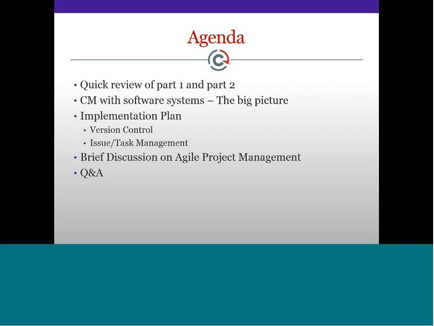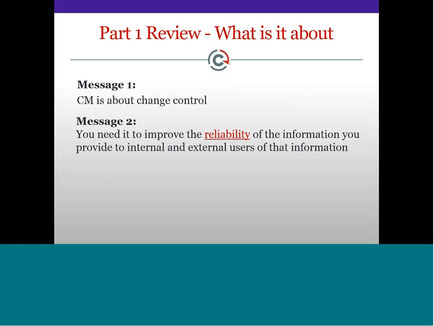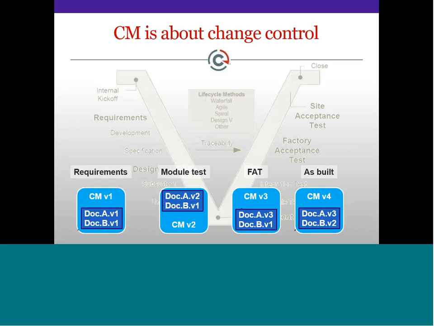So let's get started with the review. In part 1, we discussed what configuration management is all about. We had 2 distinct and clear messages: CM is about change control and CM is about improving the reliability of the information. So let's talk a little bit about CM is about change control. We discussed that with the background of a V model, which is essentially a lifecycle management model.